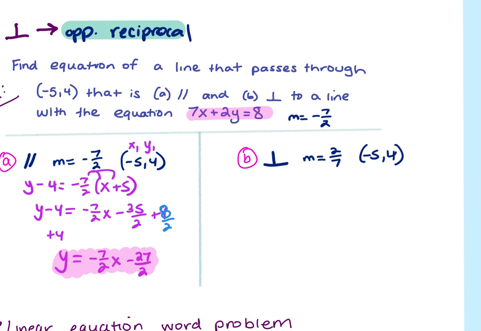All right, and then b is perpendicular, so the slope's now 2/7. Your coordinate point is negative 5, 4. So I'm going to do y equals mx plus b. This is my x, and this is my y. So 4 equals m, which is 2/7, times x, negative 5, plus b, negative 10/7 plus b, and then add the 10/7.